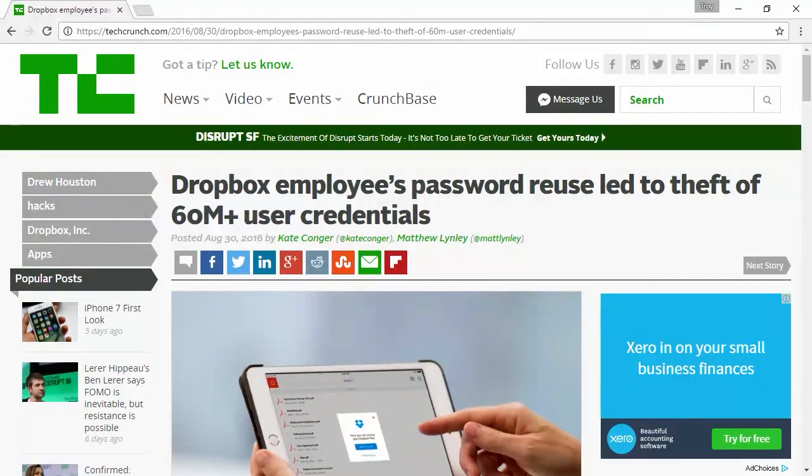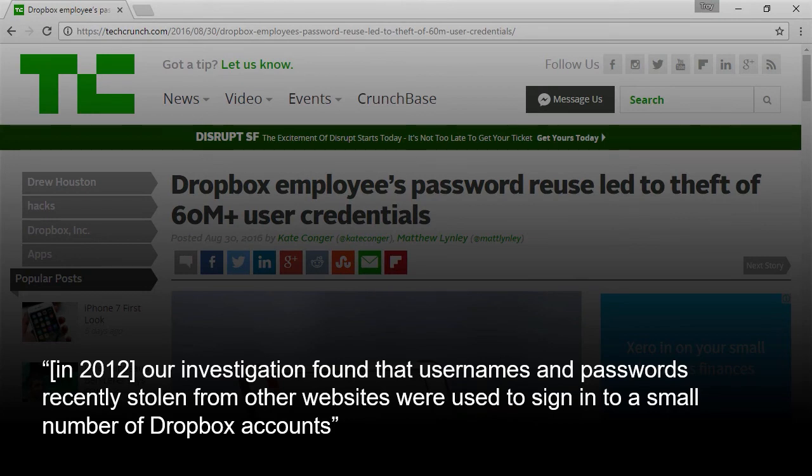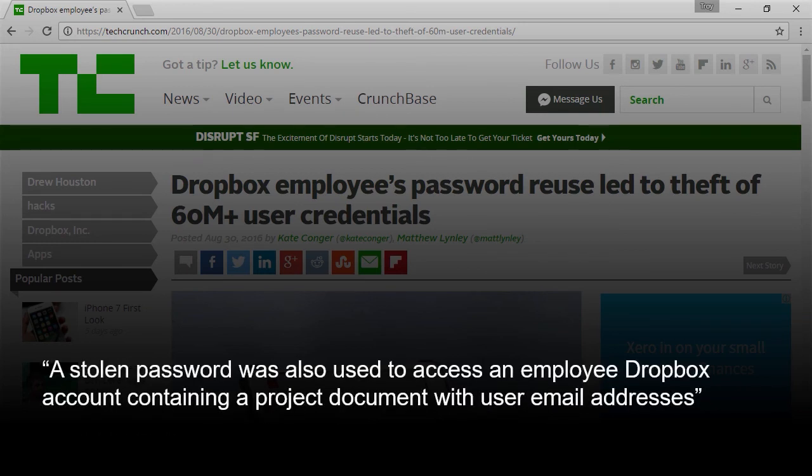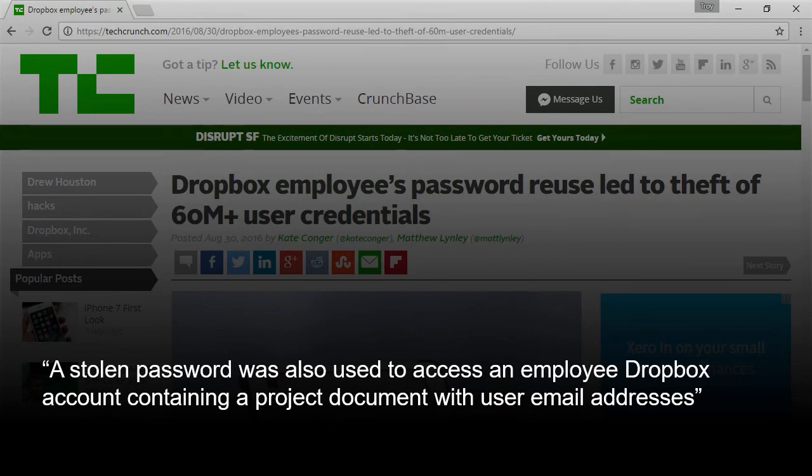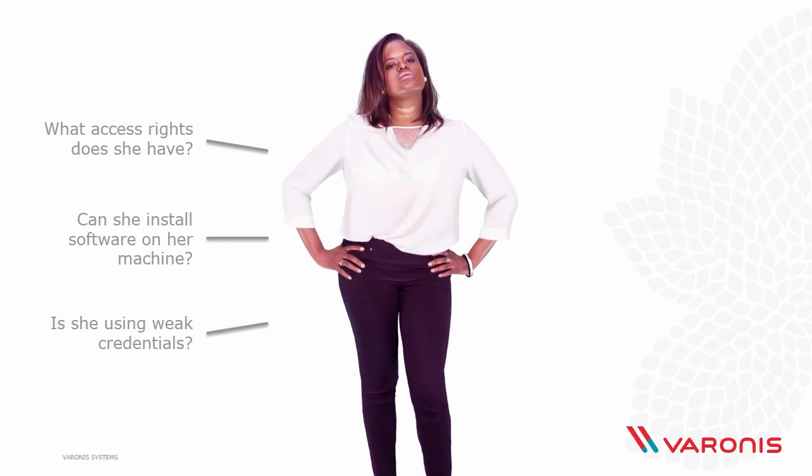And at the time, back in 2012, Dropbox had found that another data breach of an entirely different system had resulted in some Dropbox accounts being compromised. They were compromised because accounts were reused. Unfortunately, one of the passwords that was reused belonged to a Dropbox employee themselves. And inevitably what's happened is that that employee has had access to the 68 million accounts which are now floating around the public web. So when we go back to Hillary and ask that question again, is she using weak credentials? It's because of cases like Dropbox why we ask that question. And remember, weak doesn't just mean that it's easily guessed or too simplistic. It also means that she hasn't used it anywhere else.